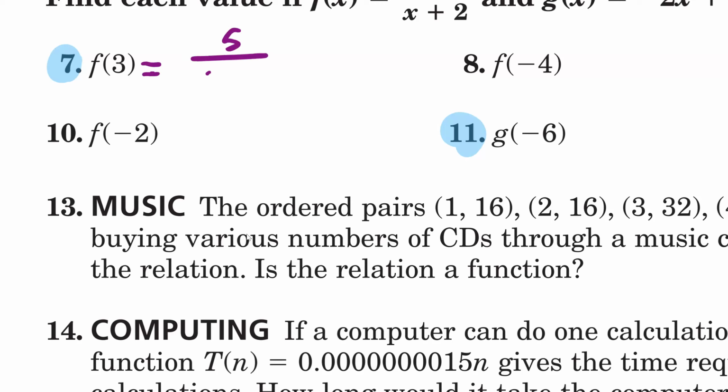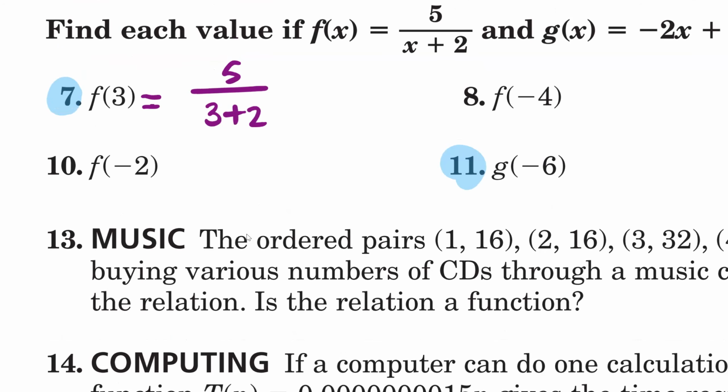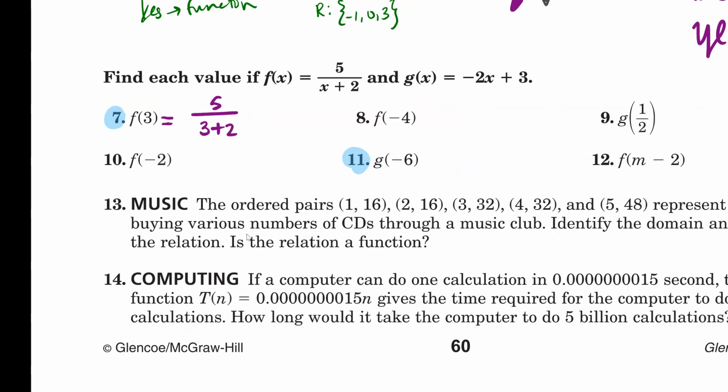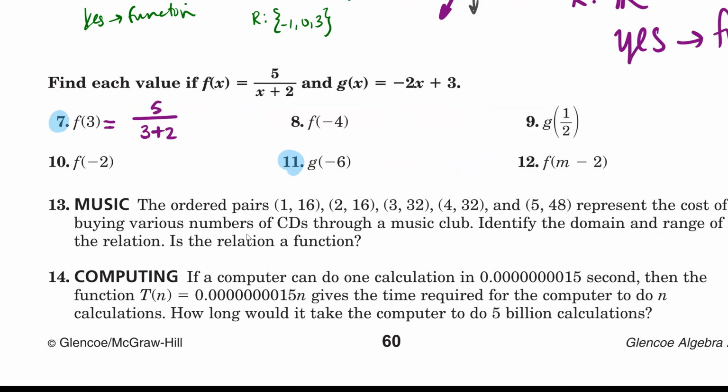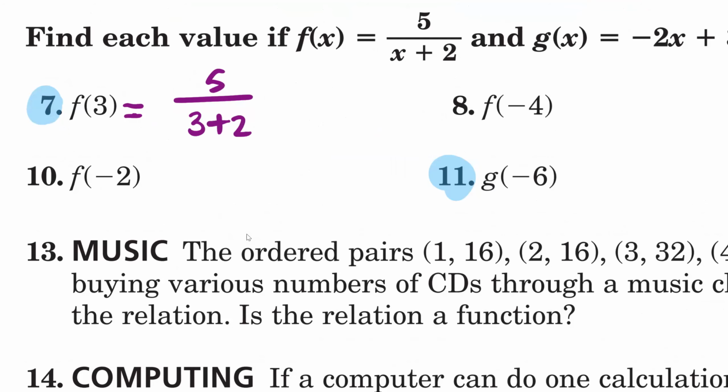I can't see the thing. You can't see the whole thing? What do you mean? The question: find each value of f of x. It's on your paper. You said 7 and which one? 7 and 11. I highlighted the ones I want to go over today.